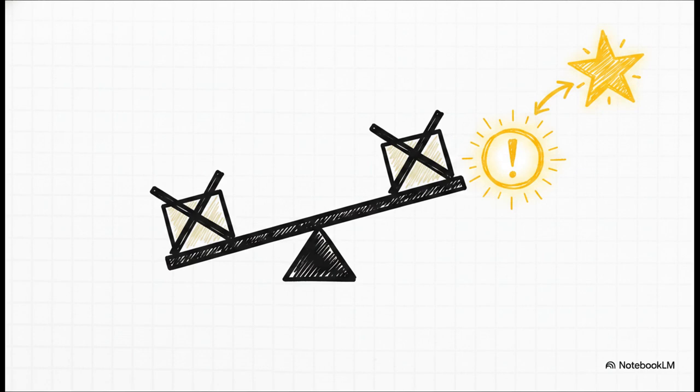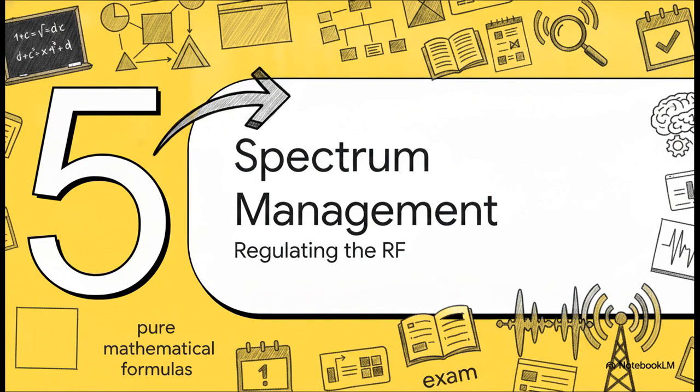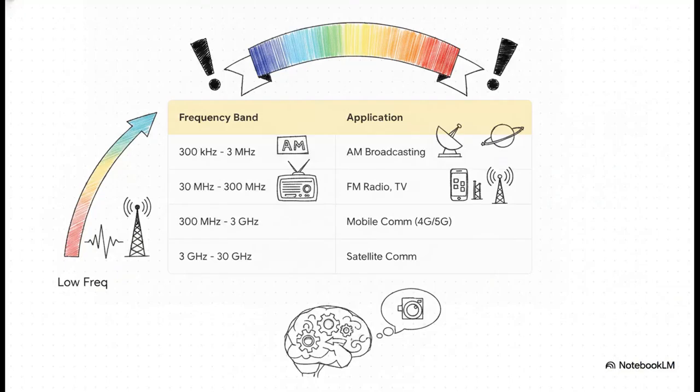Don't be that student. Final section, section 5, RF spectrum management. We're regulating the finite 3 kilohertz to 300 gigahertz natural resource. We're in the final stretch now, transitioning from pure math to pure memorization. You absolutely have to memorize these frequency bands. It is practically a guaranteed point on your test.